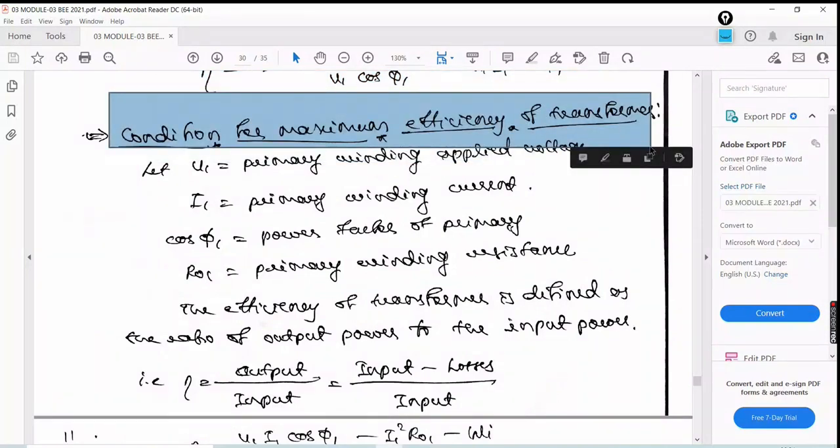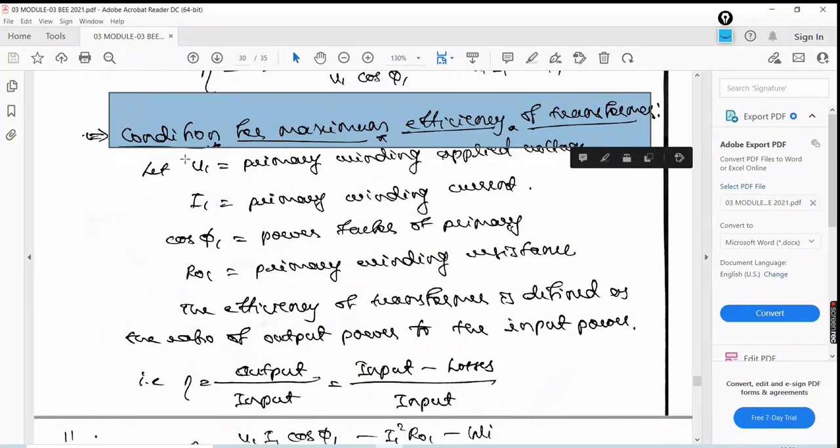Okay, when are we going to get the maximum efficiency if you are providing input power to a transformer? That is the condition of maximum efficiency. At what instant can we achieve maximum efficiency? As we already know, what is the efficiency? Efficiency is the ratio of output power to input power.